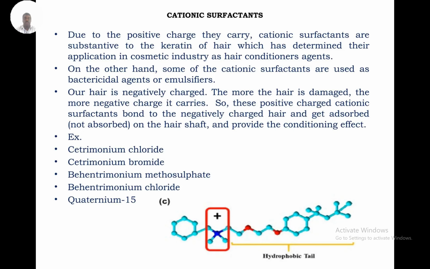Next we go for cationic surfactants, which carry a positive charge. Some of the cationic surfactants are used as bactericidal agents and emulsifiers. Mainly shampoos contain cationic surfactants because our hair is negatively charged. The more the hair is damaged, the more negative charge it carries. So these positively charged cationic surfactants bond to the negatively charged hair and get absorbed on the hair shaft and provide the conditioning effect.